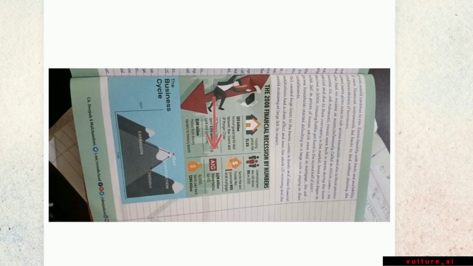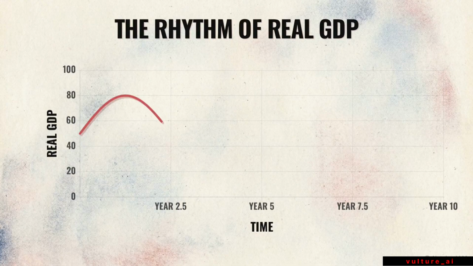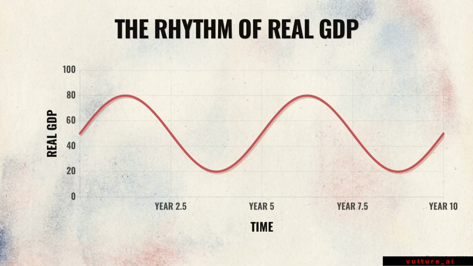While the 2008 crash was severe, its internal mechanics follow a recurring pattern found in almost all modern economies. This wave graph illustrates how economic activity moves through predictable stages over time. In a free market system, real gross domestic product, the total value of all goods and services produced, moves in rhythmic fluctuations. This sequence of growth and decline is formally known as the business cycle.